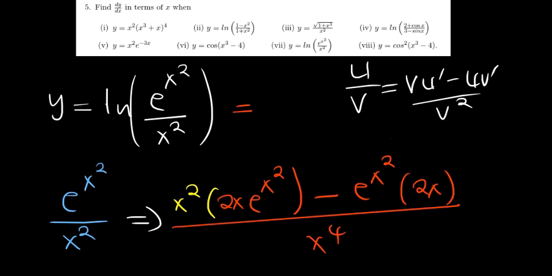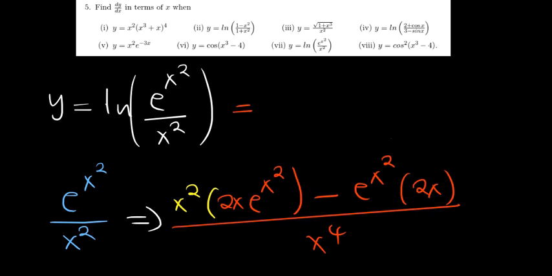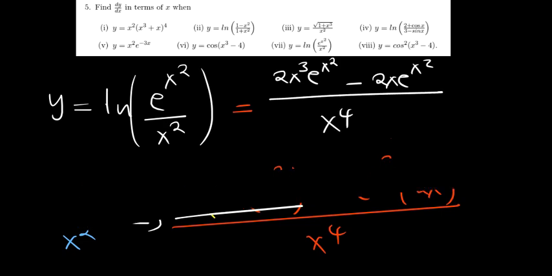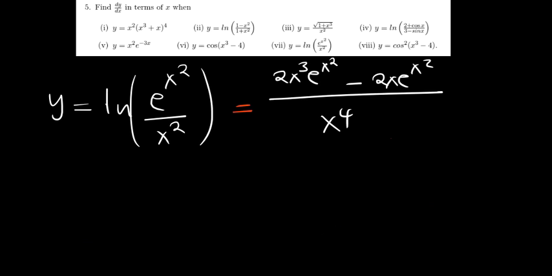So that's where we are at this point. Can we simplify it beyond that point? So if you multiply this and that, that's going to be 2x to the power 3 e to the power x squared as it is minus 2x e to the power x squared as it is over x to the power 4. Now don't forget that at that point you're supposed to divide by the original as it is in the brackets. So that is e to the power x squared over x squared.